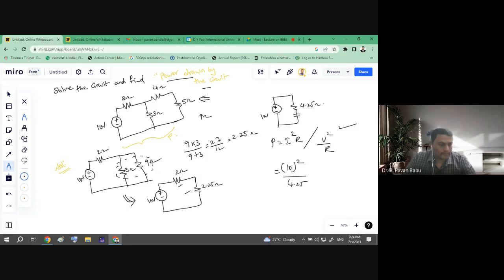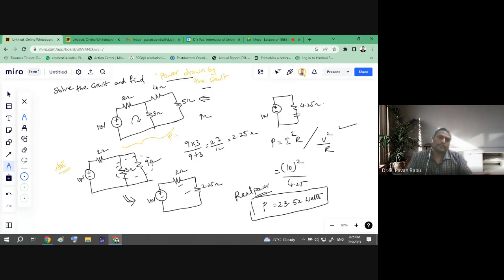Okay, so 100 divided by 4.25. So it is 23.52 watts. Units are mandatory. So this is the power. Which power again? It is the real power, since the circuit is purely resistive.